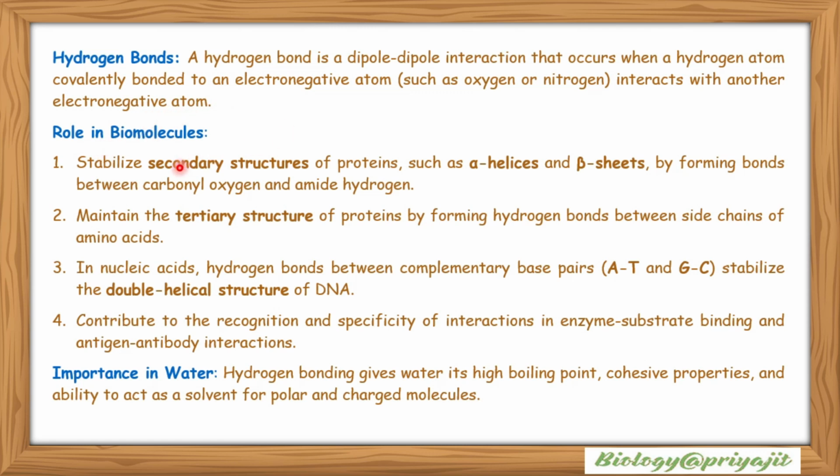Role in biomolecules. It stabilizes secondary structures of proteins such as alpha helix and beta sheet by forming bonds between carbonyl oxygen and amide hydrogen. It maintains the tertiary structure of proteins by forming hydrogen bonds between side chains of amino acids. In nucleic acids, hydrogen bonds between complementary base pairs stabilize the double helical structure of DNA. It contributes to the recognition and specificity of interactions in enzyme-substrate binding and antigen-antibody interactions.